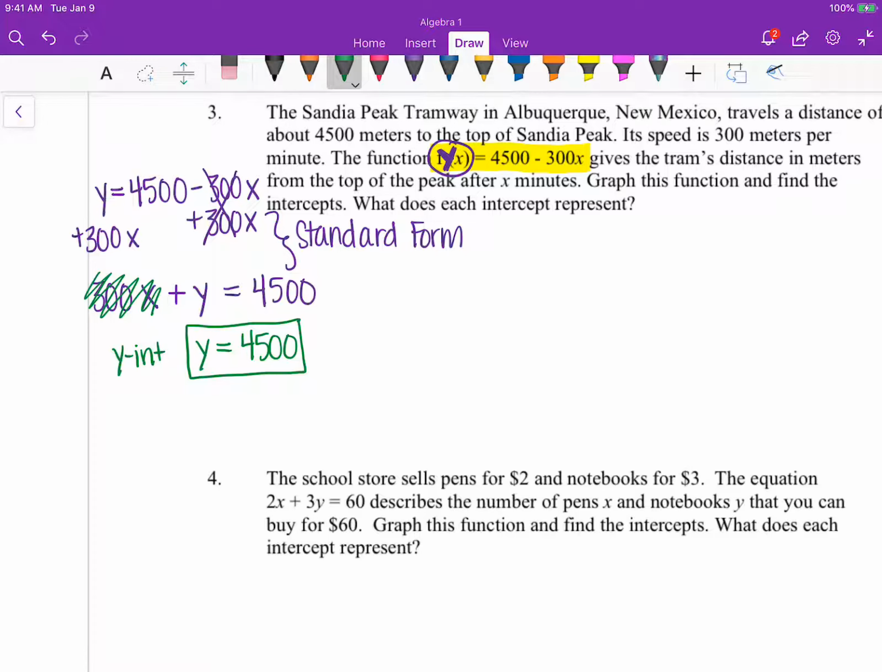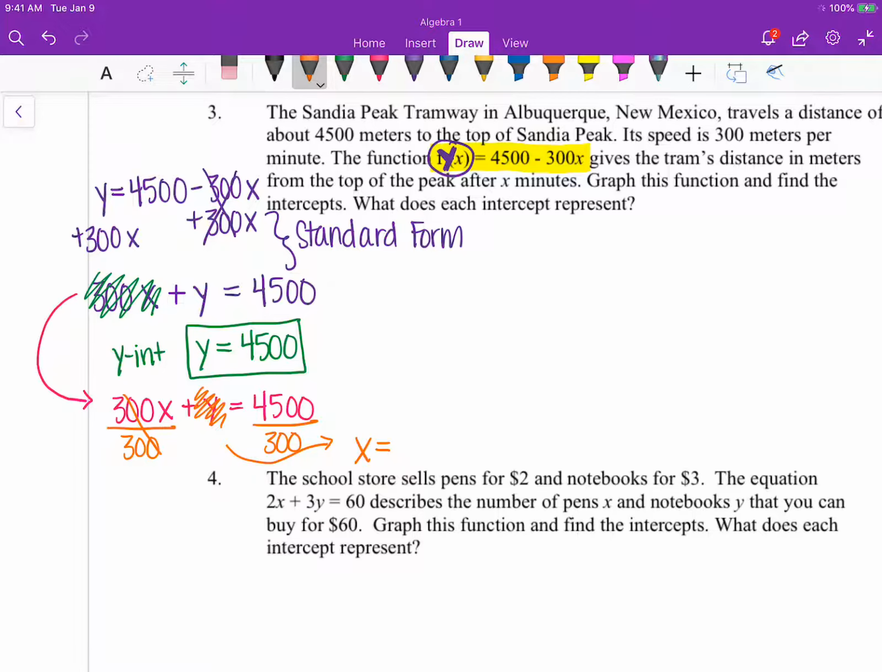Okay. Now I'm going to take that same equation that I had, 300x plus y equals 4,500. And this time, when I do my cover-up method, I'm going to cover up the other piece. So if I cover up the y piece right there, to get this x alone, all I would have to do is divide both sides by 300. And then that would give me x equals, let's see, if I type in 4,500 divided by 300, that gives me 15. So my x-intercept is 15.